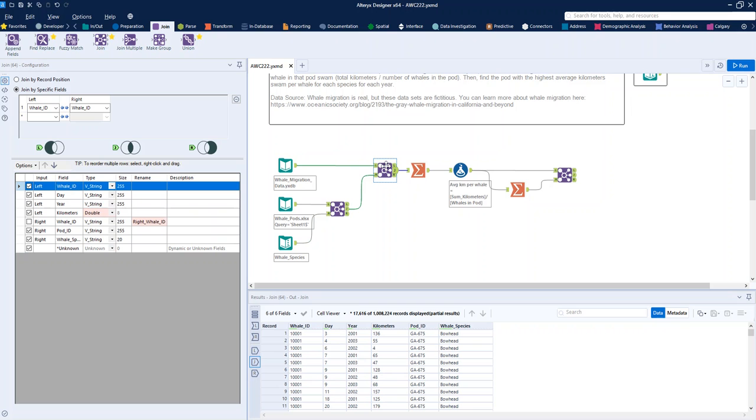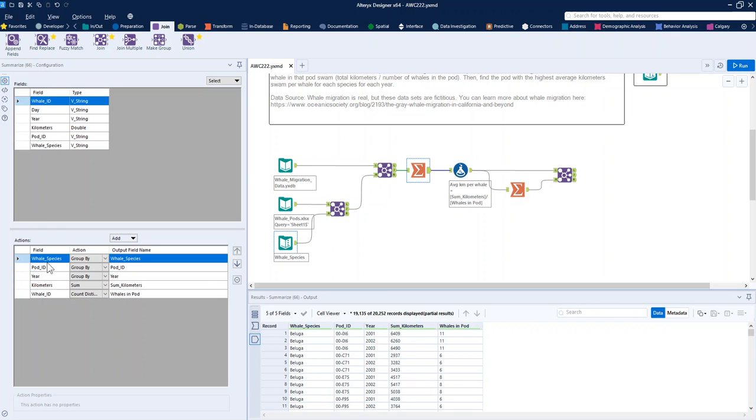So now what we want to do is calculate the total kilometers per pod, and also know how many whales are in that pod. So we do a group by the whale species, the pod ID, the year. So it's for each year that total kilometers. So we sum up those kilometers and then we do a count distinct of the whale ID to know how many whales are in that pod.